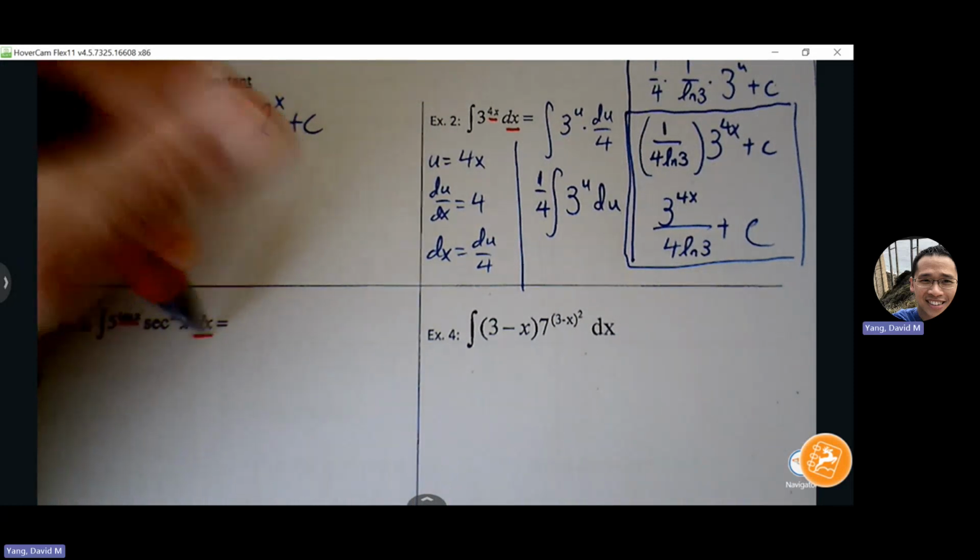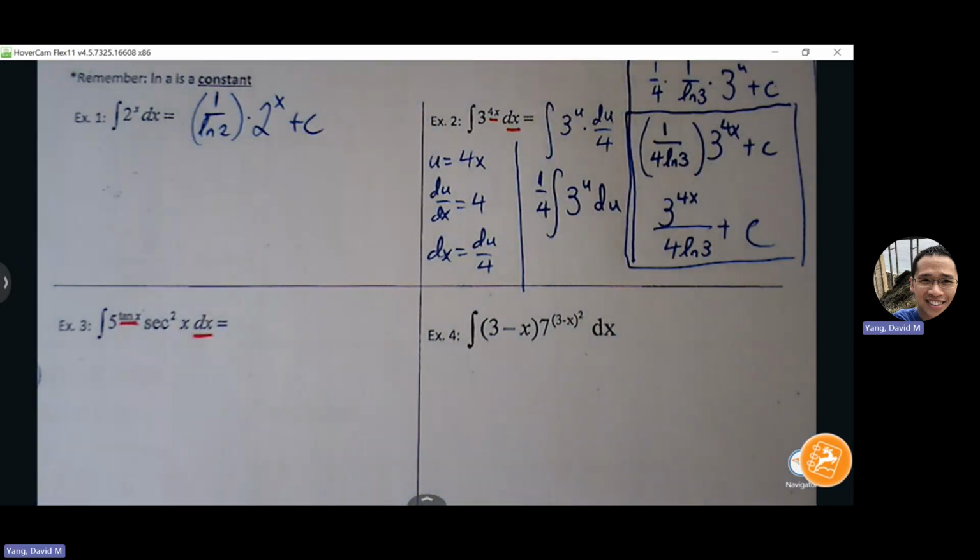What's tangent x's derivative? Secant squared, right? That's a good sign. If you can think about the derivative of the u value and see that version of the derivative somewhere else in the problem, you know you're on the right track. All right, try those steps.